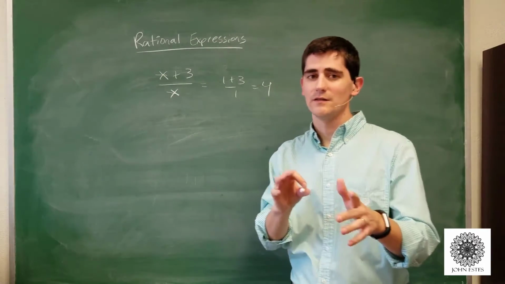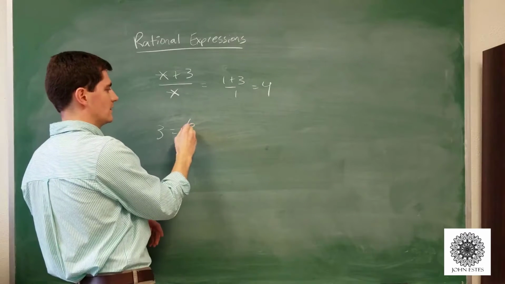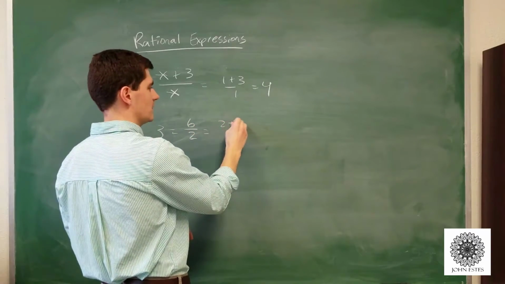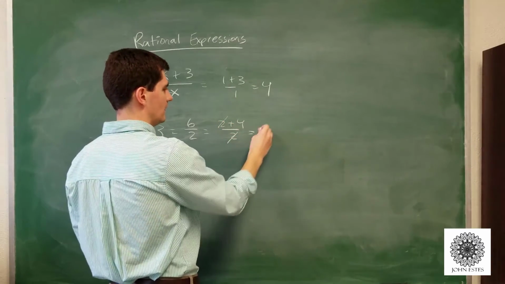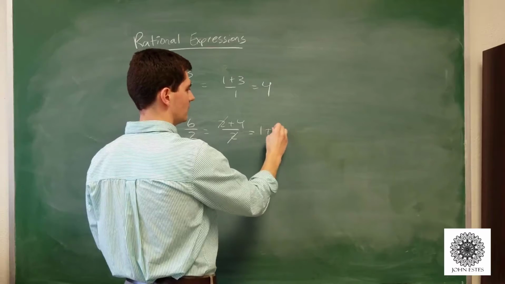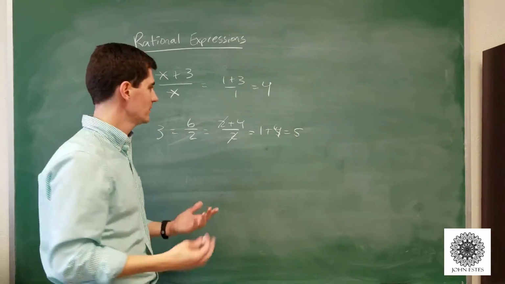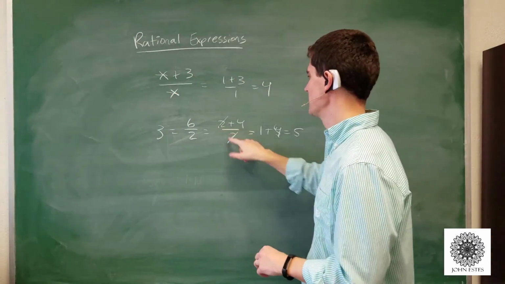Just like, here's an example. If I said 3 is the same thing as 6 over 2, okay? And 6 is the same thing as 2 plus 4, and I cancel out 2's there. Then I end up with 1 plus 4, which equals 5, and I get 3 equals 5. We know that doesn't make any sense, so where was the mistake? The mistake was right here.